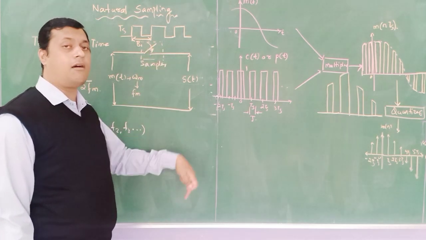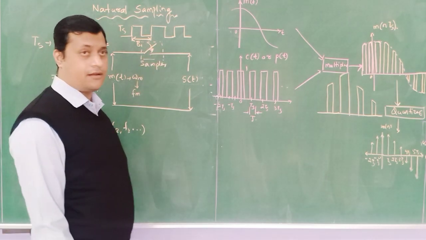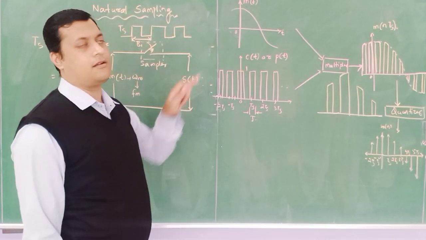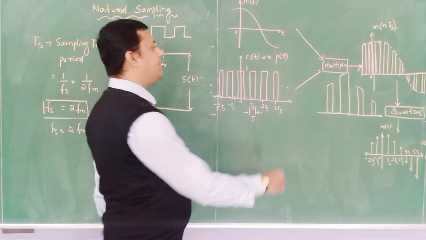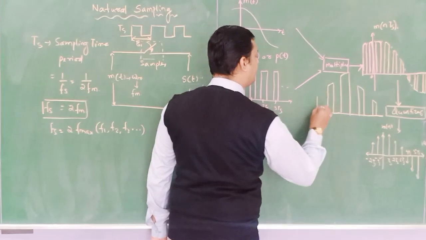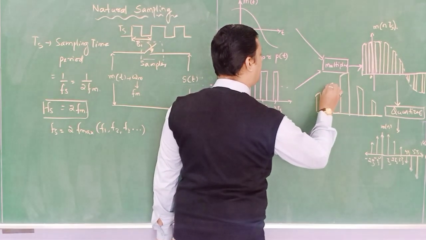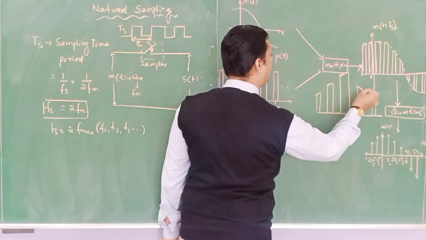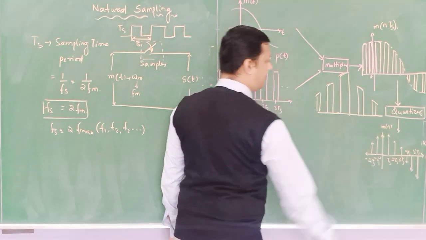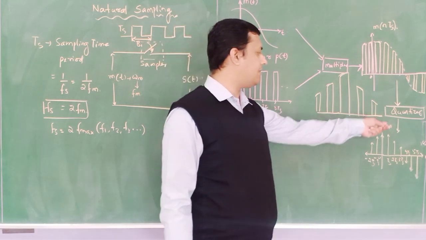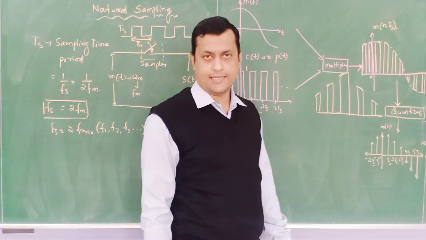If the switch is on and off for a regular time interval of Ts, we get this sort of sample. The samples are available, but the amplitudes are varying, so it is called a natural sample. Now, if this natural sample value is fed to the quantizer, we will get our discrete signal.